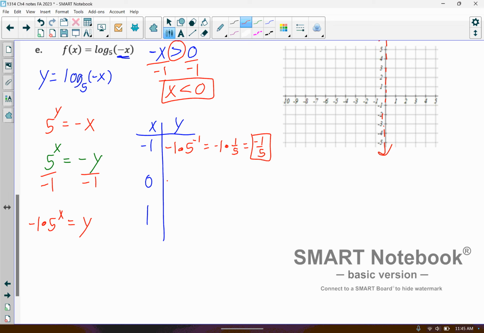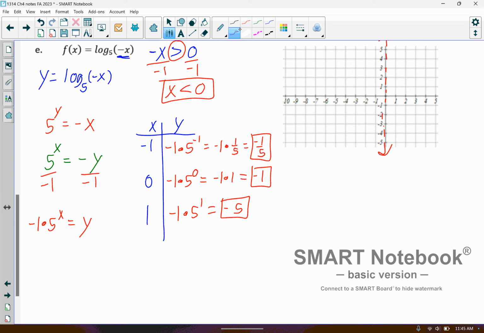Then for 0, we're going to get negative 1 times 5 to the power of 0, which is going to equal negative 1 times 1, which equals negative 1. And then for positive 1, we get negative 1 times 5 to the power of 1, which then is just going to equal negative 5.